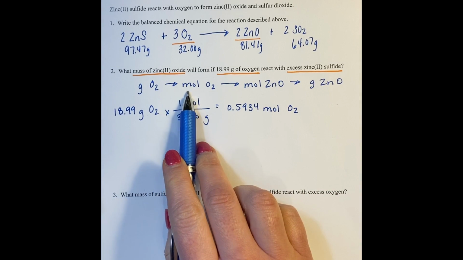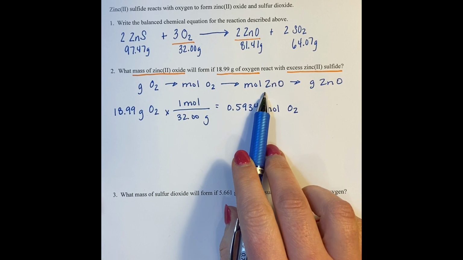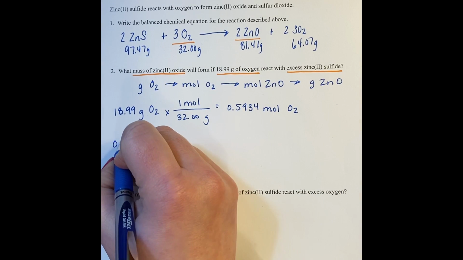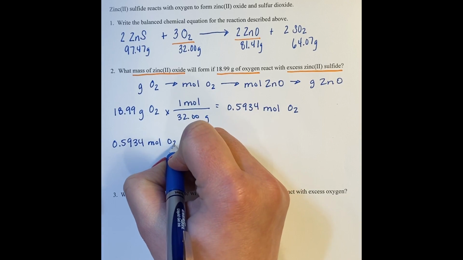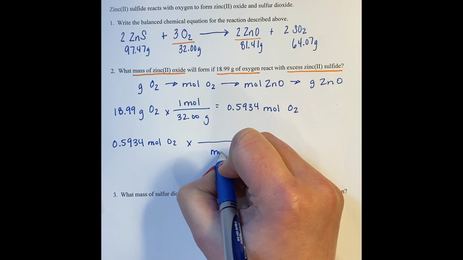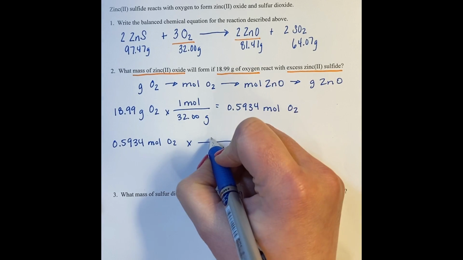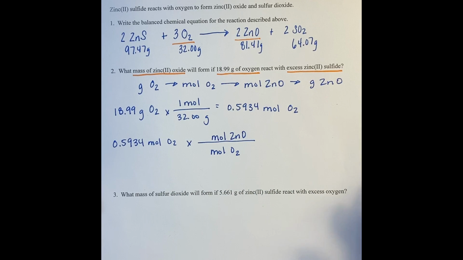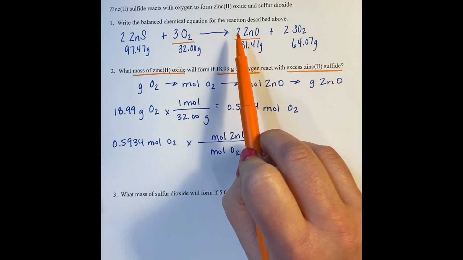Now that we have moles of O2, we can relate this to moles of zinc oxide using the coefficients in the balanced chemical equation. So 0.5934 moles of O2 times my conversion factor, where I need to get rid of my units of moles of O2, so that goes in the denominator. I need to convert to units of moles of zinc oxide, so that will go in the numerator. And again, this ratio comes right from the balanced chemical equation.